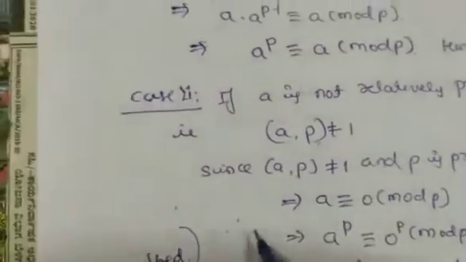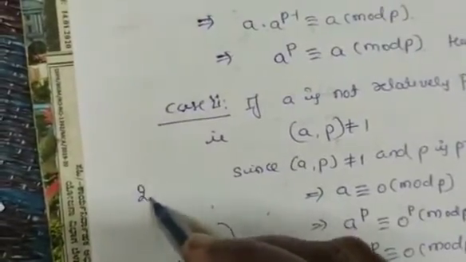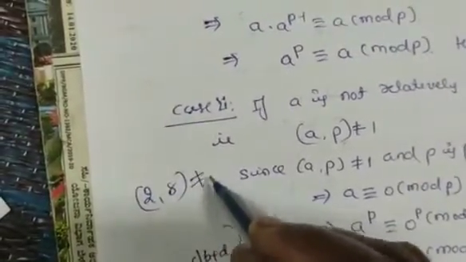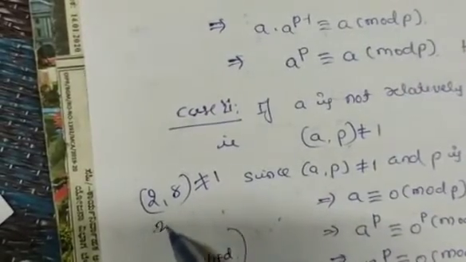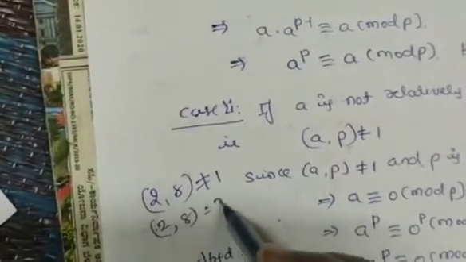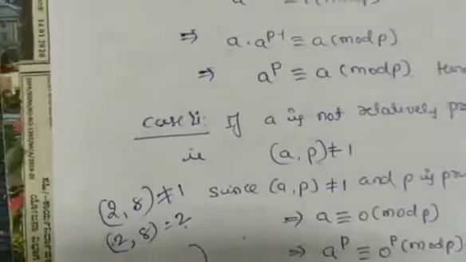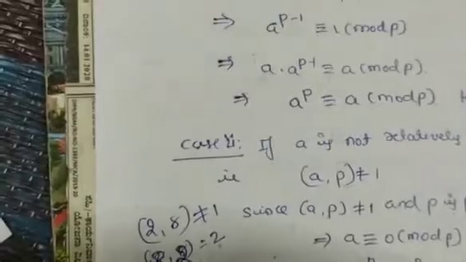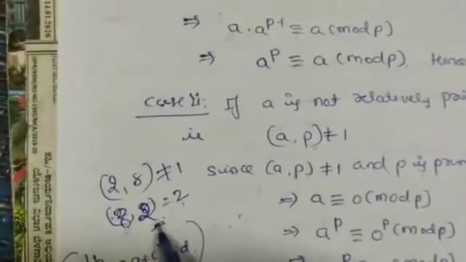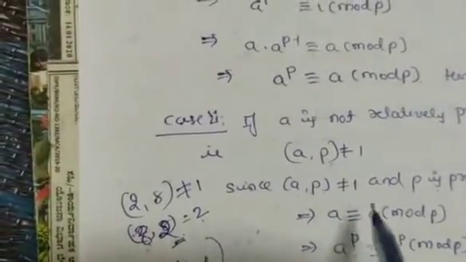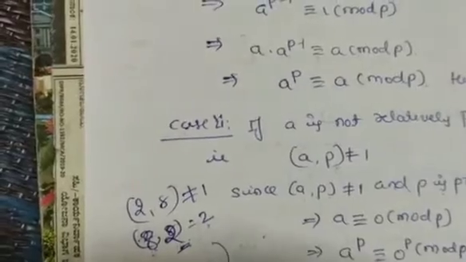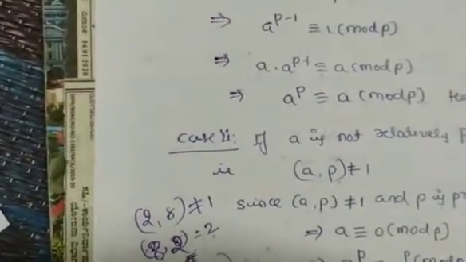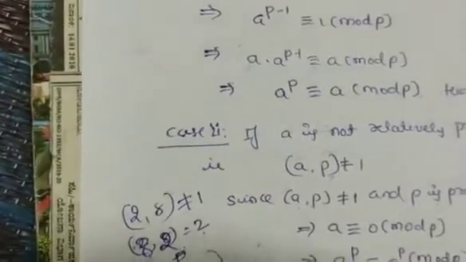For example, the GCD of 2 and 8 is not equal to 1. The GCD of 2 and 8 is 2, this we know. Here we can take 8 and 2, in the form of a and p, where this is a and this is p, and p is prime. So this implies p divides a. Definitely 2 divides 8, this we know.